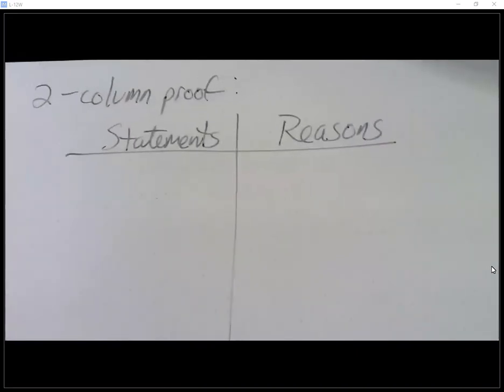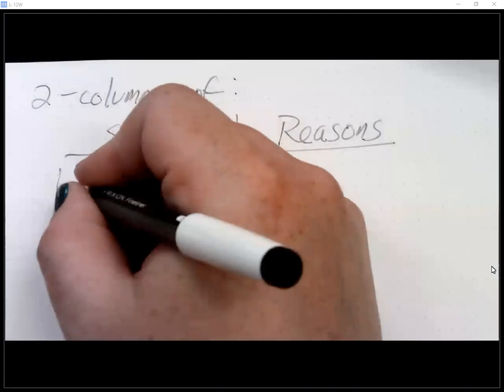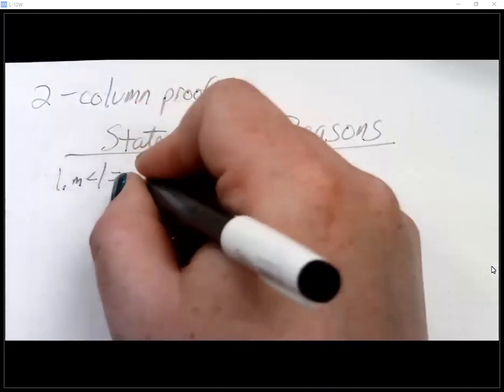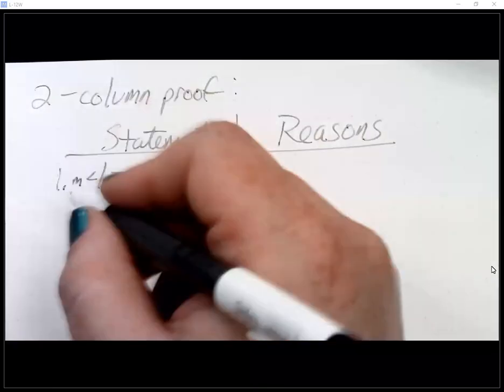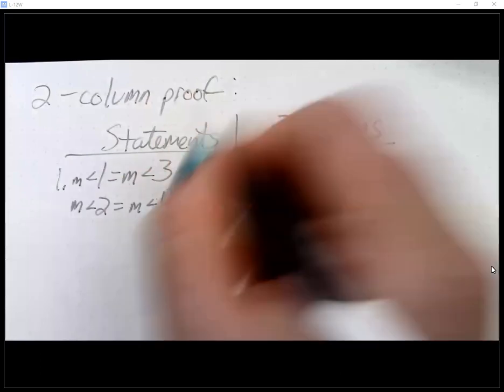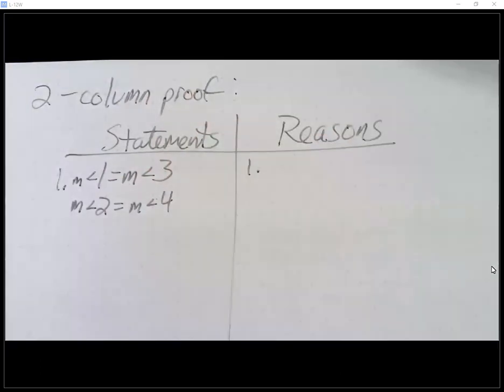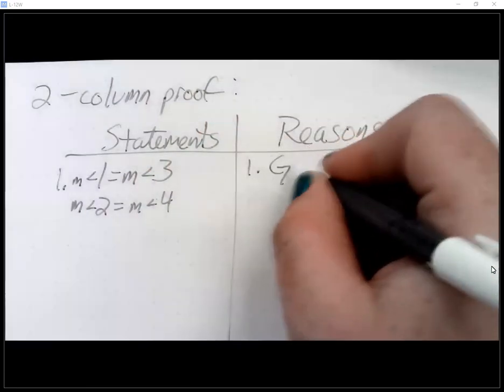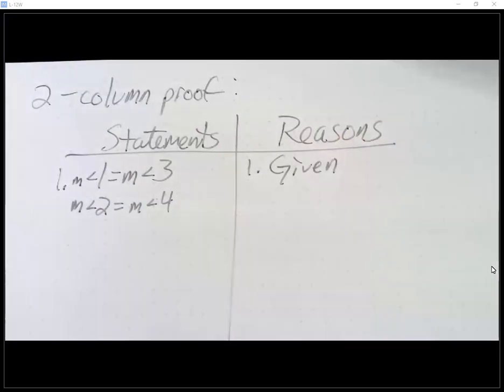Okay, so on the left, I'm going to give whatever the given information was. Measure of angle 1 equal to measure of angle 3, and measure of angle 2 equal to the measure of angle 4. Make sure that you are numbering on the reason side too, because they need to match up. And I know that's true because that's the given information. So proof quiz, line 1, you already have some points if you just do that.